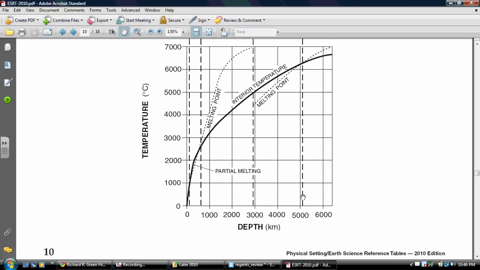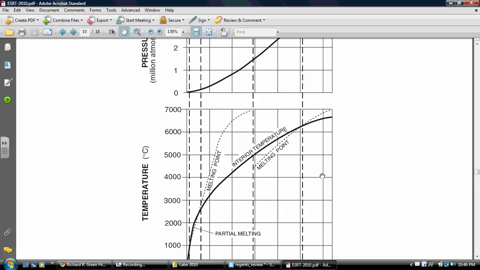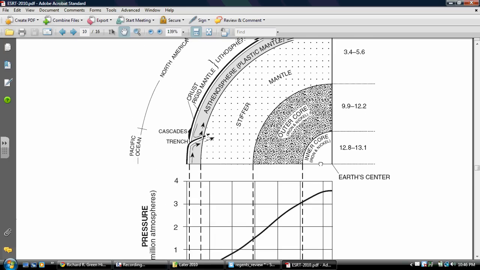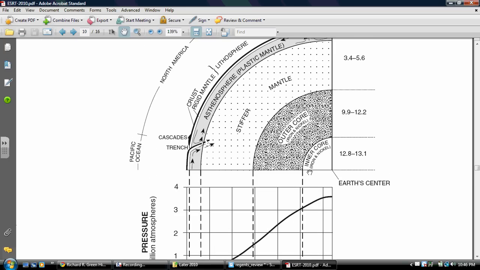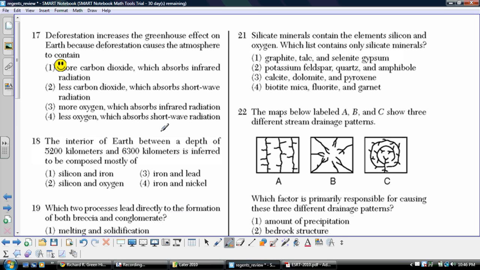So we're going to keep this dotted line, which is approximately 5,200 kilometers. We're going to keep what's on the right-hand side of that boundary as we come up. And we find that this inner core is made out of iron and nickel, and therefore we know what we're looking for. And it's over here: iron and nickel, choice 4.